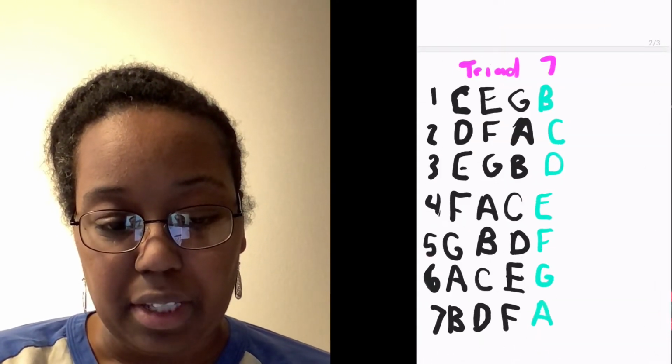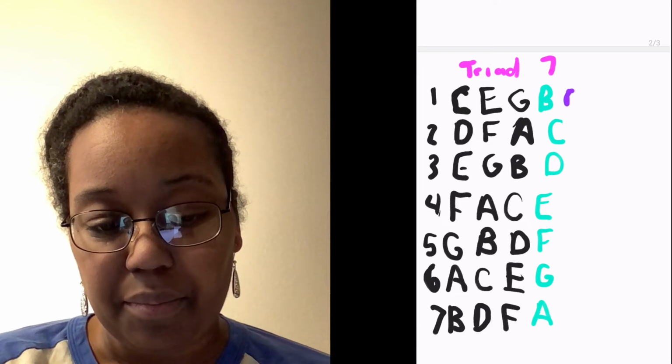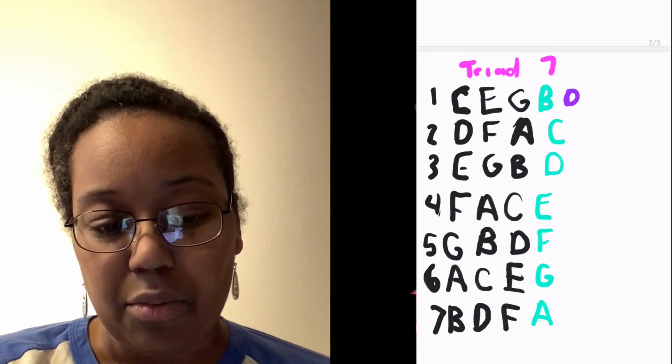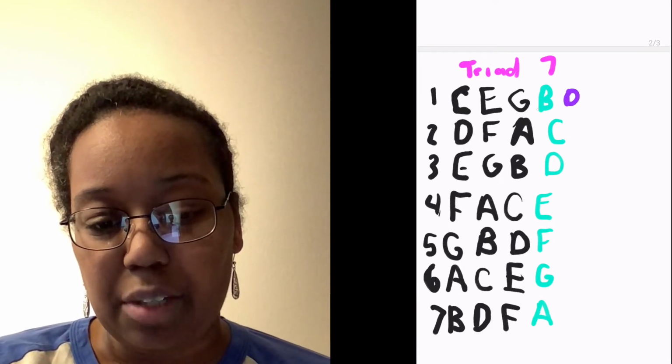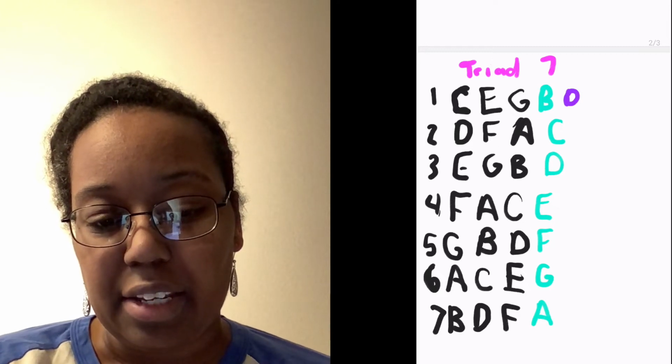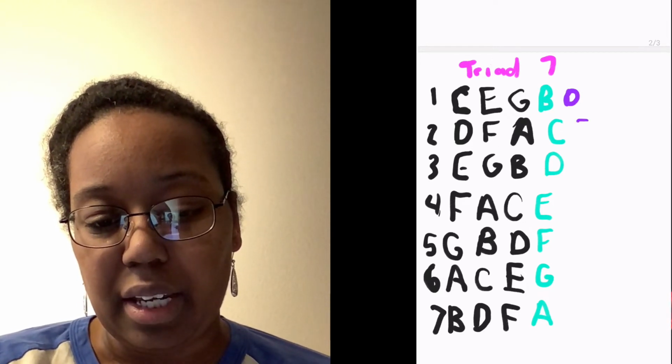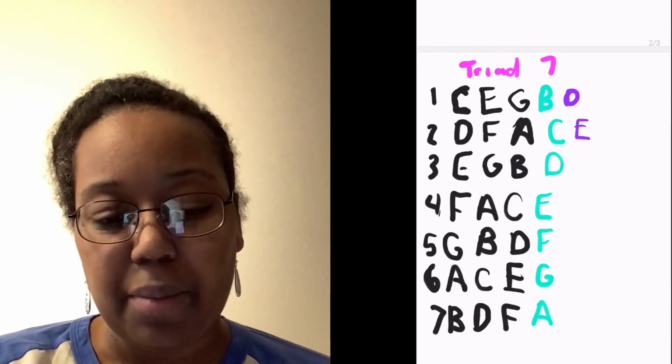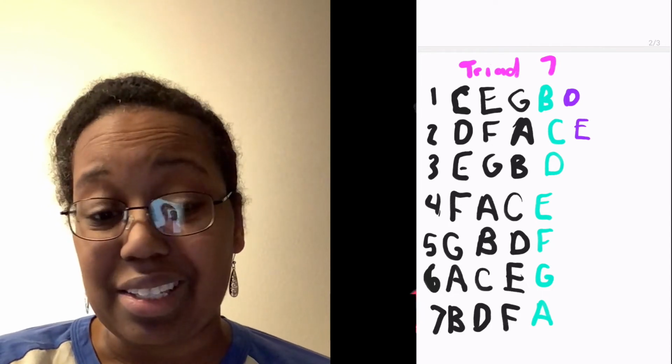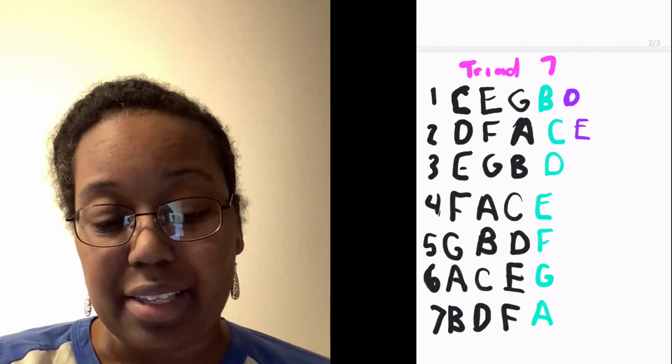Let's put those in. So the first one was D. The second one was C, E, G, B, D, D, F, A, C, and then we need an E. All we're doing, we're skipping those same notes every time. We're using the exact same notes every single time as I'm building this out.